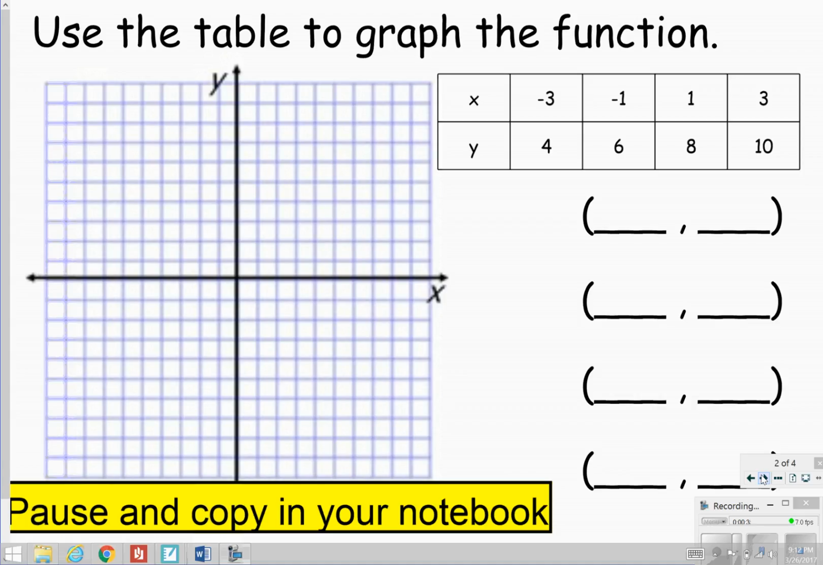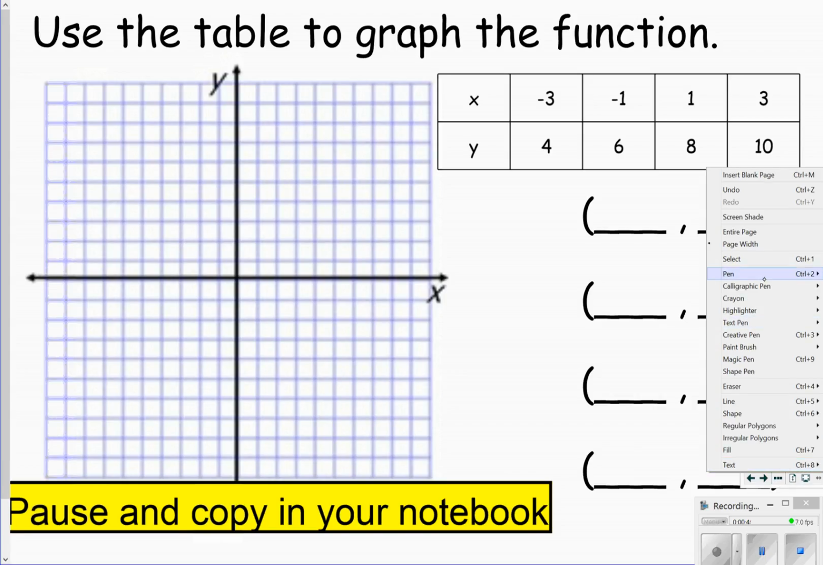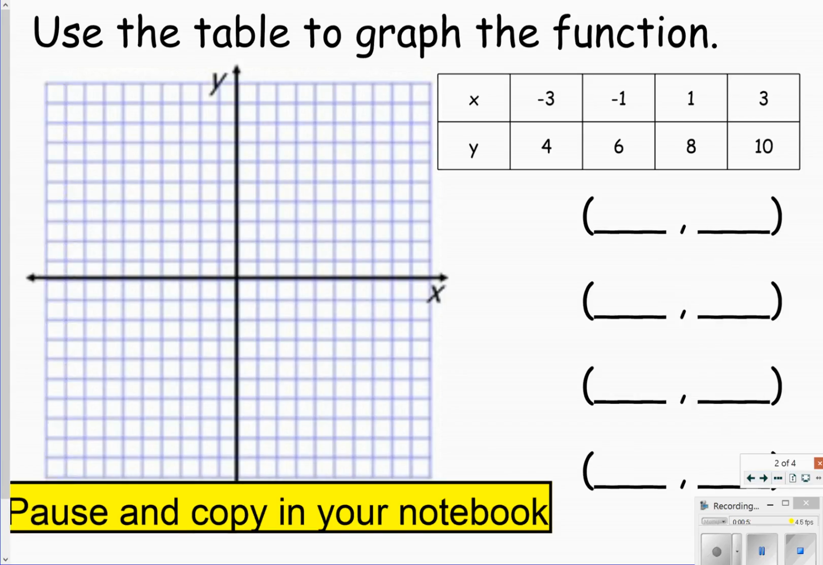They gave us this table up here that says x can be -3, -1, 1, and 3, and y can be 4, 6, 8, and 10. Well, we want to write these as ordered pairs, and then we want to go ahead and put them on our coordinate plane and graph them and see what happens.